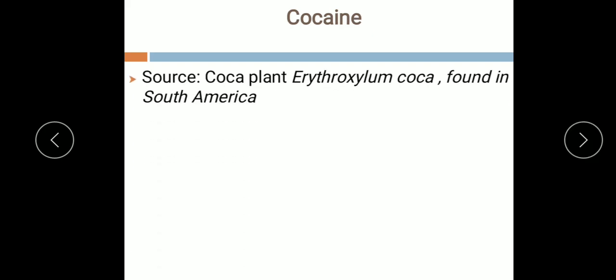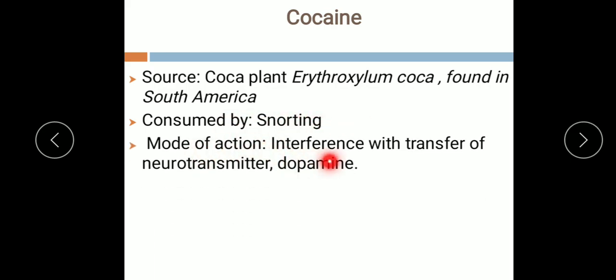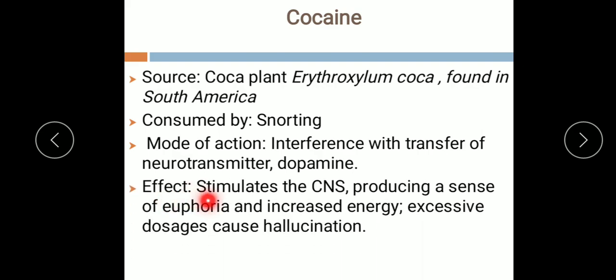Cocaine: the source of cocaine is the coca plant, that is Erythroxylum coca, found in South America. It is consumed by snorting. Snorting means inhaling. Mode of action: interference with the transfer of the neurotransmitter dopamine. And the effect: it stimulates the central nervous system, producing a sense of euphoria. Euphoria means a feeling of intense happiness, excitement and increased energy.